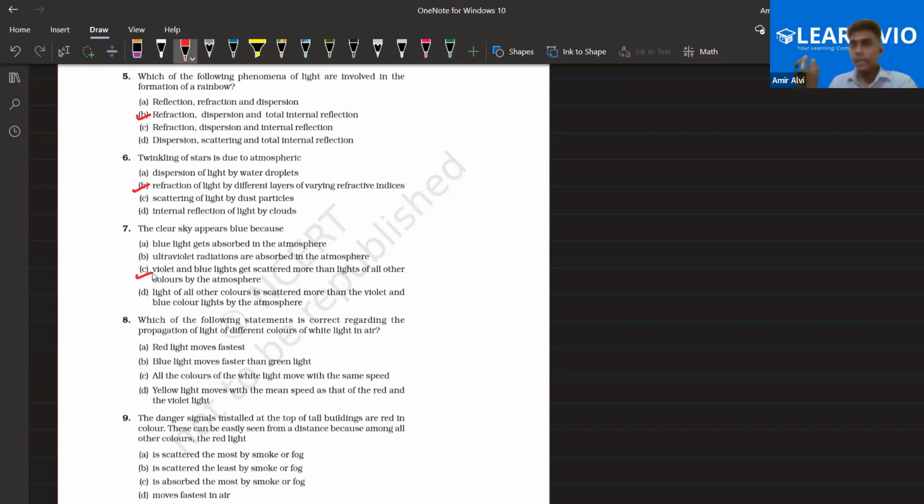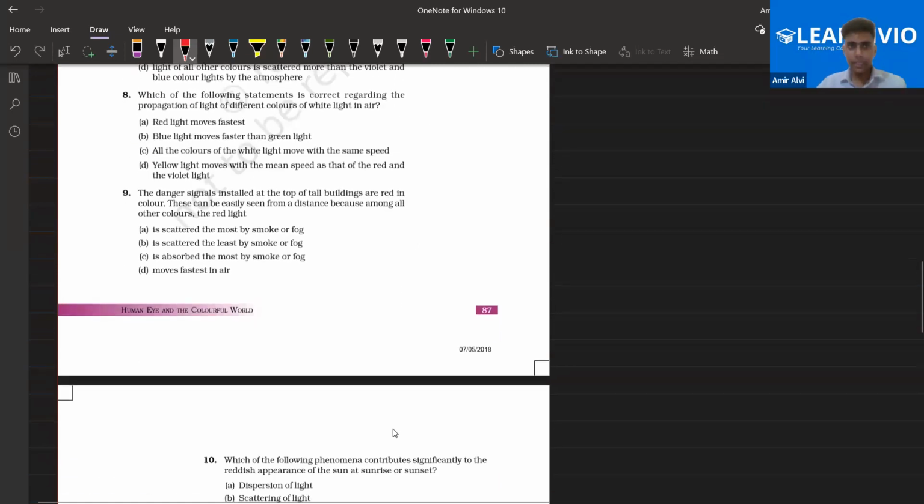Look, if you have a bottle of ink and you spill it on a paper, the paper will be completely blue, right? Yes or no? Yes, sir. So that's why the B option. Okay, let me know the answers of 8th and 9th. Listen.